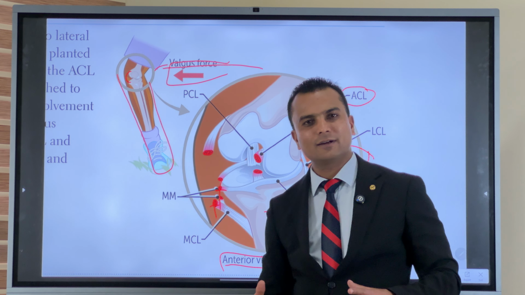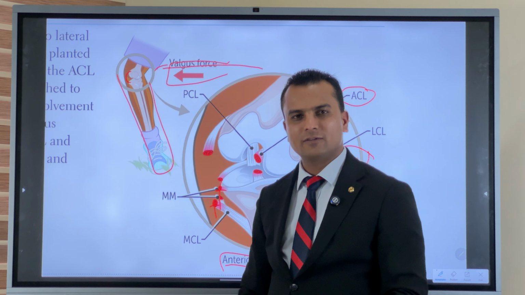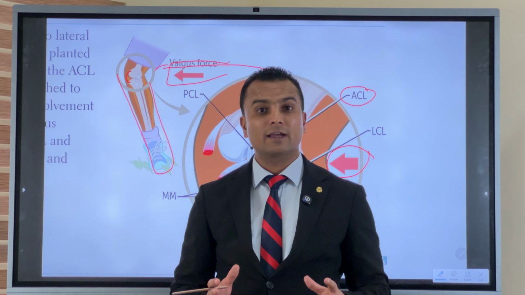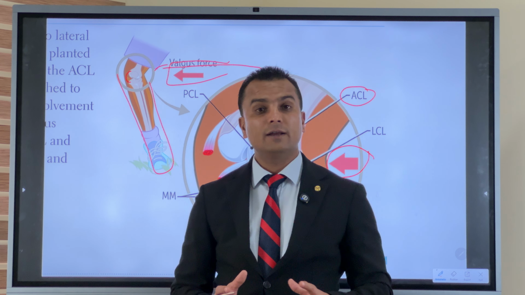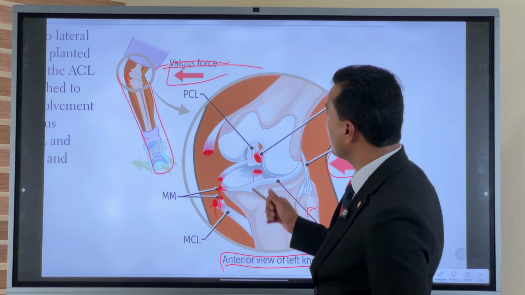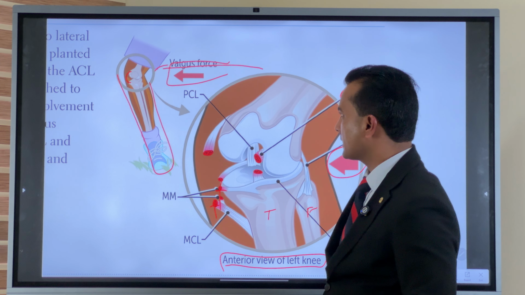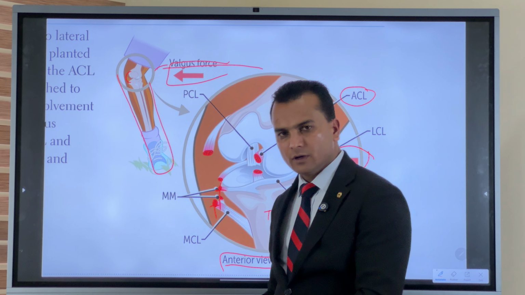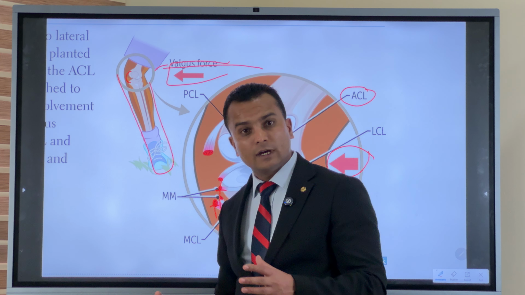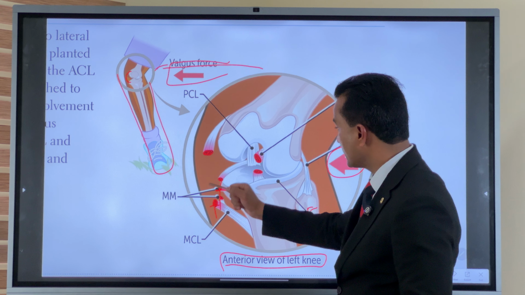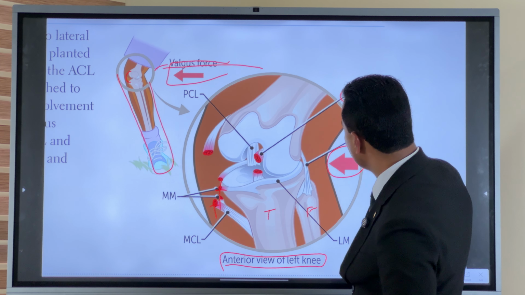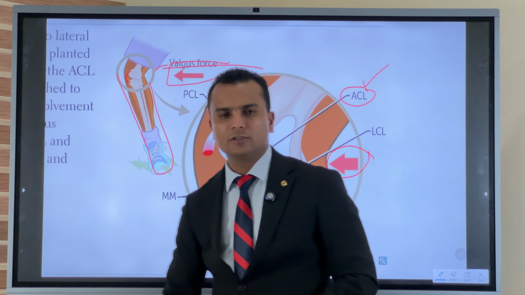So it's really important to understand that abduction of the leg at the knee joint is limited by structures like the medial collateral ligament, and the medial collateral ligament is strongly attached to the medial meniscus. That's why any force coming from the outer aspect, it might be due to road traffic accidents or sports injuries, you will have injury to structures like the medial meniscus and the medial collateral ligament, or it may lead to injury of the anterior cruciate ligament.